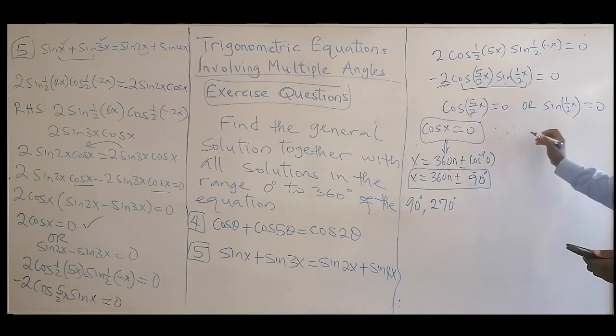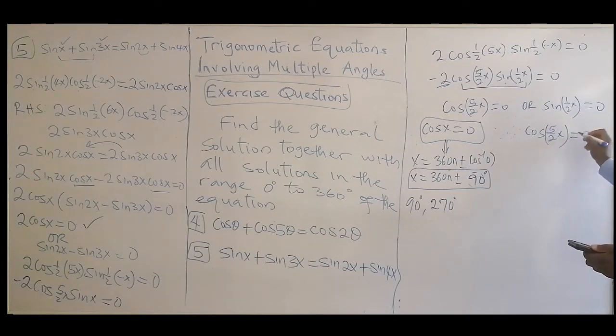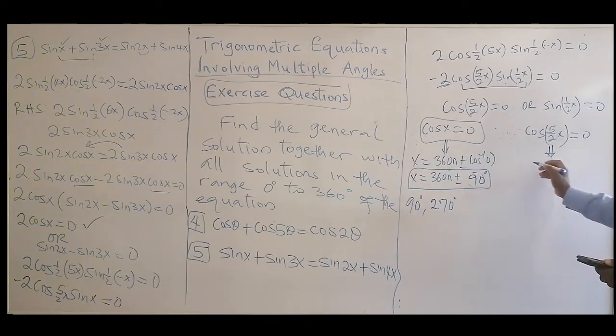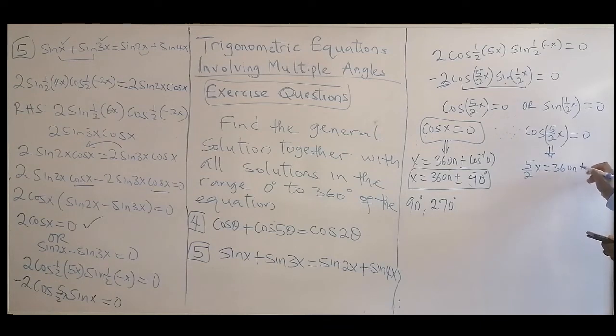So let's pick the other equation: cos 5 over 2x equal to 0. Let's get the general equation for this one. The general equation for this one will be 5 over 2 x equal to 360n plus or minus, I think 90 also. That's 90 also, arccosine 0, that's 90 degrees. So we can multiply through by 2. So we have 5x equal to 720n plus or minus 180 degrees.